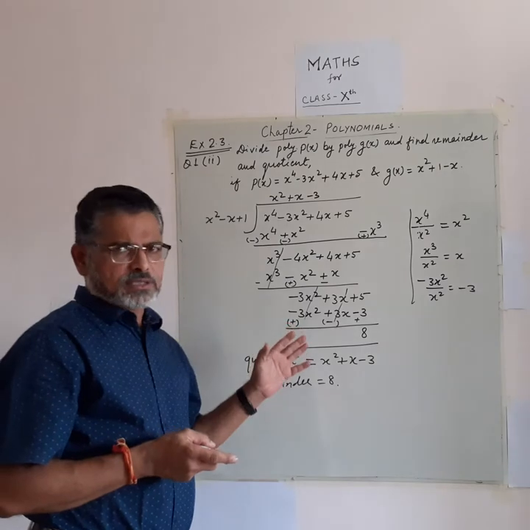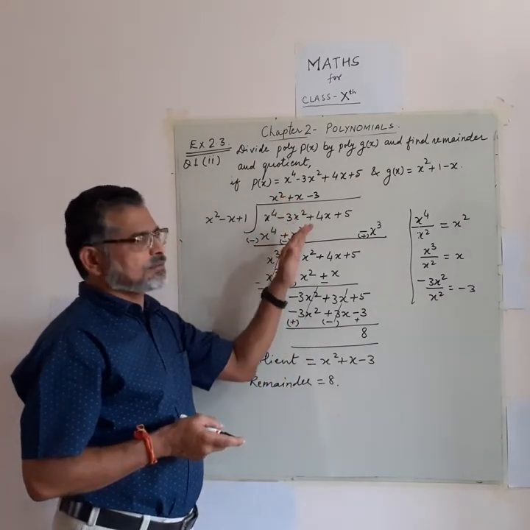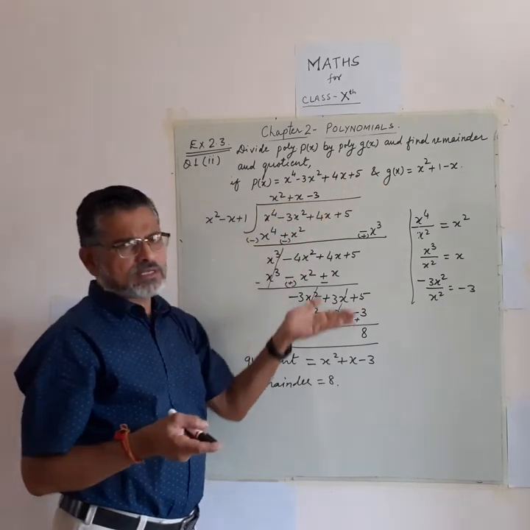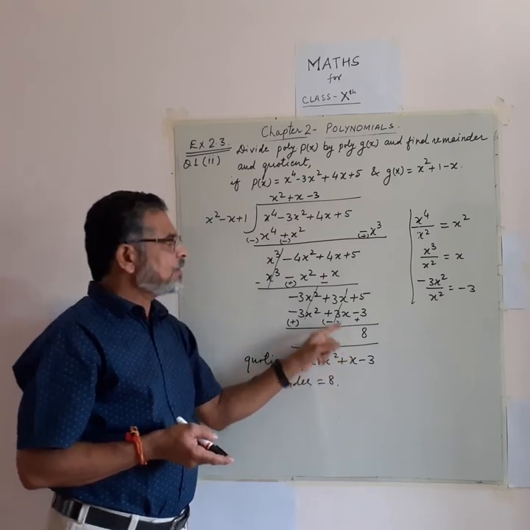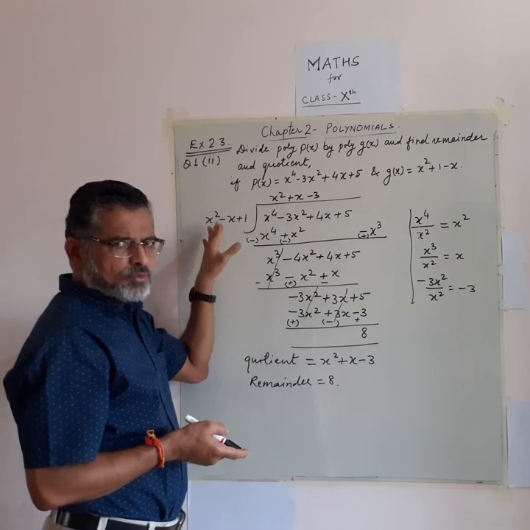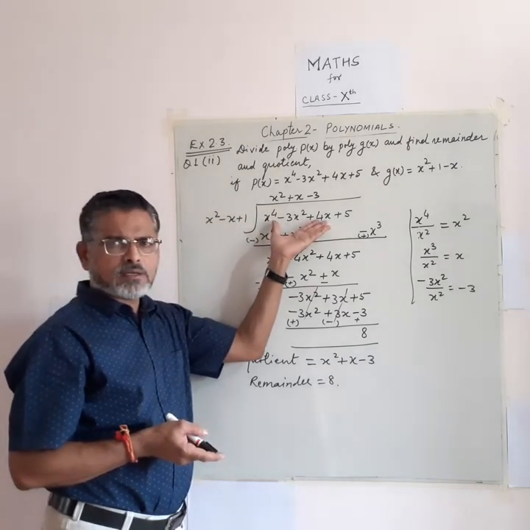Now in first question you have to divide a polynomial by another polynomial. In second question of the same exercise, we have to find whether gx is a factor of this. So very simple, you divide it and if remainder becomes 0, then this gx जिसे आप divide कर रहे हैं, that polynomial will be a factor of the px. Clear?